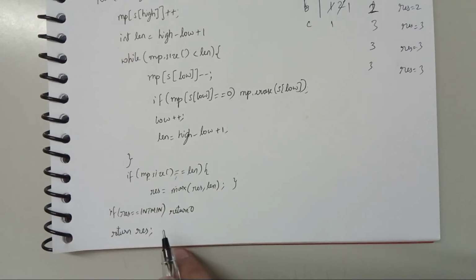Now if the string is empty, then the result doesn't get updated anytime, so it will just remain at int min, so we return 0, or else we return the result.